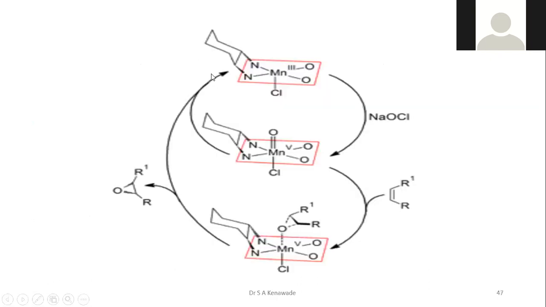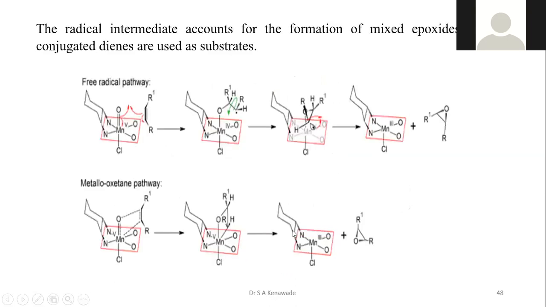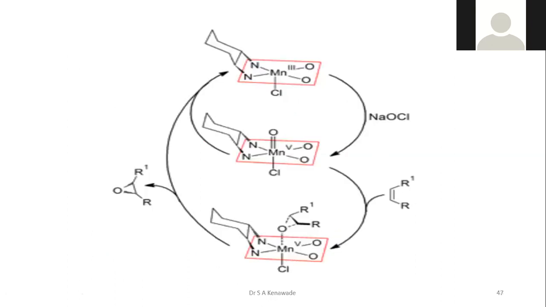This Jacobsen catalyst comes in contact with NaOCl. Then this type of complex will form, meaning the oxidation state of manganese will increase. So very first, this oxygen will form a double bond with manganese, and one NaCl will be lost. And this reagent comes in contact with alkene, then the epoxide formation takes place. These are the two mechanism paths: the first is the free radical pathway and the second one is the metallo-oxidant pathway. You can remember it only this path.